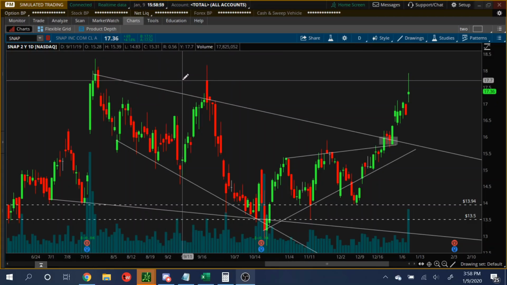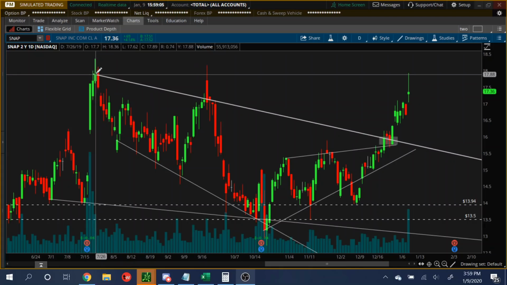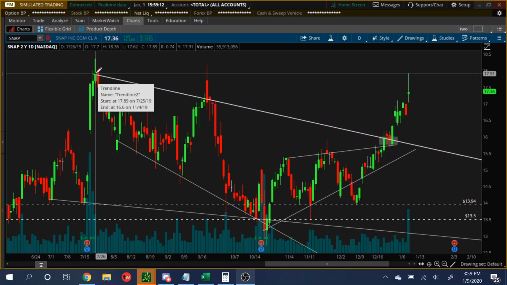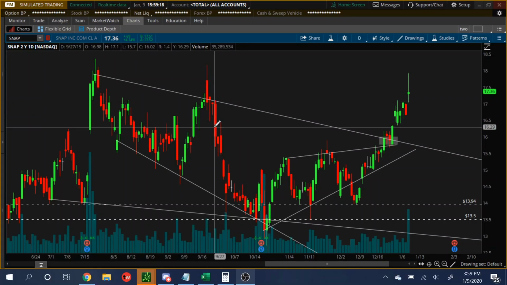Where is the highest close that Snap was able to get to? And you can see it was right here, this close on this day, and it closed at about 17.91. Notice that was basically the high in today's trading session. So look for the highest closes you can find, any breakdown areas.